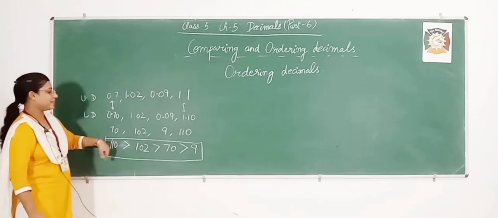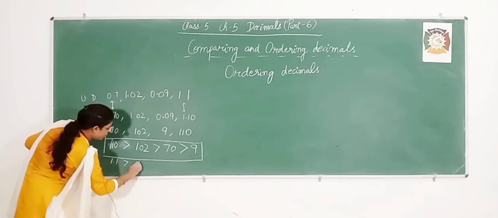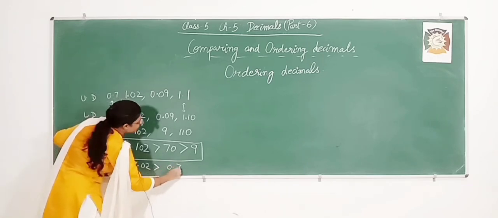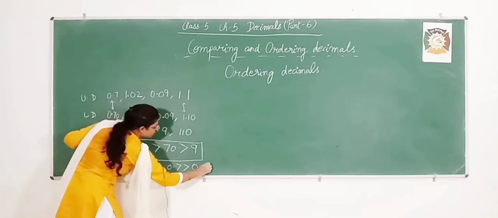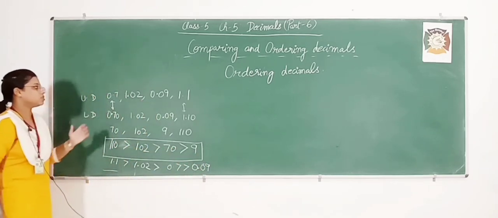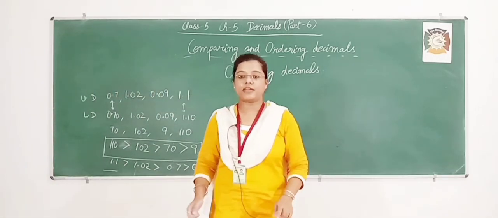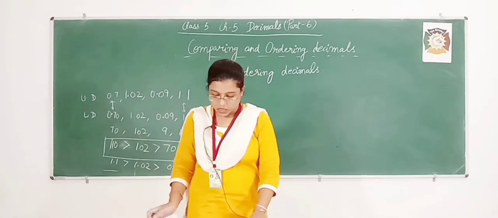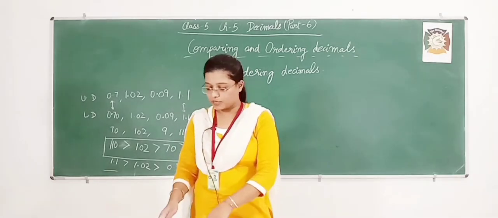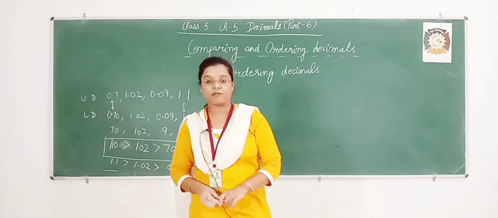At the end you will write their original values, that is 1.1 is greater than 1.02, is greater than 0.7, is greater than 0.09, right? So this will be the answer for this type of question. Alright students, I hope the ordering and comparing concepts are clear to you. Now let me tell you 2 examples for today's class, and in the next class we will move to the exercise, right?